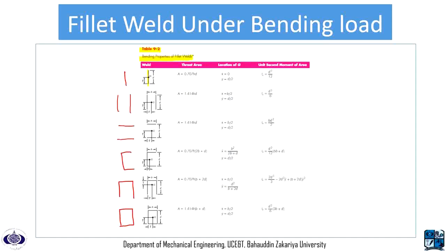And just like torsional load, we have formulae available for throat area, the location of G, and the unit second moment of area. All of these formulae are available, and based on the profile, we can use these formulae.